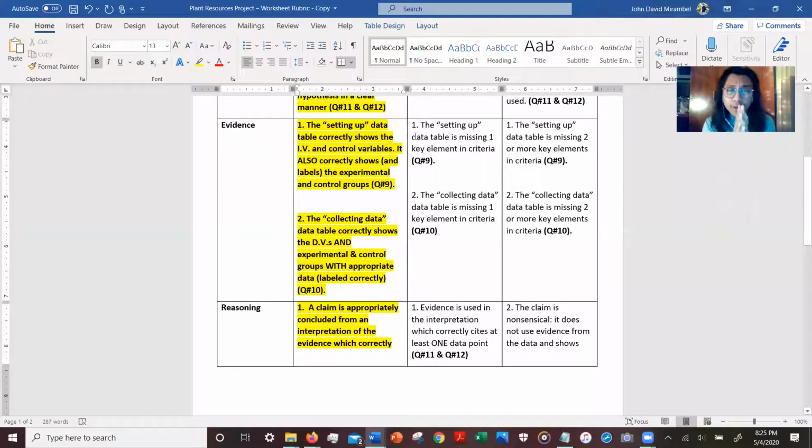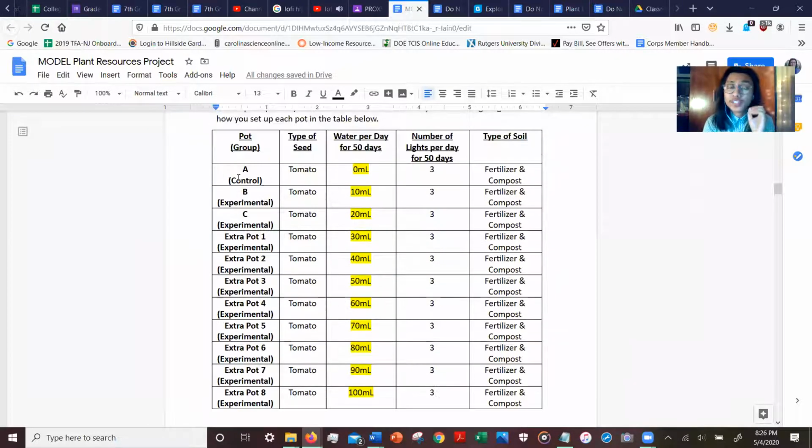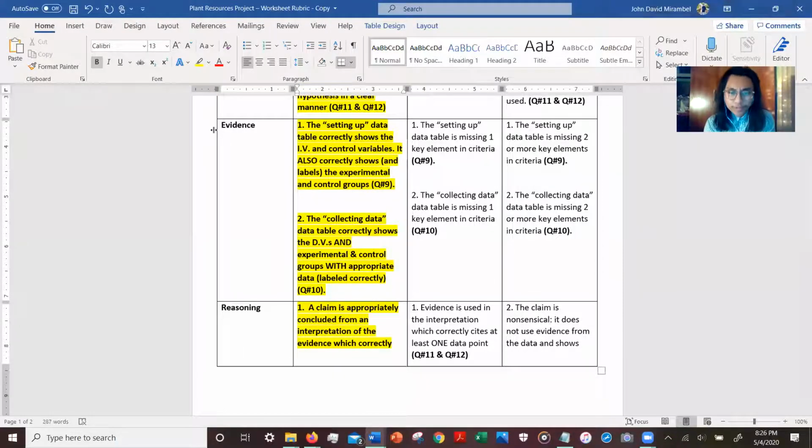For evidence, the first part is, did I set up the data table correctly, showing the independent variable and control variables, and also showing the experimental groups and control groups. If I look at the data table setting up my experiment, question 9, you can see that yes, my groups are differentiated between control and experimental. I also have all my control variables, which is different than the control group, shown over here. And you can clearly see which one is my independent variable because it is the one thing that is different between each group. So I'll give myself that point.